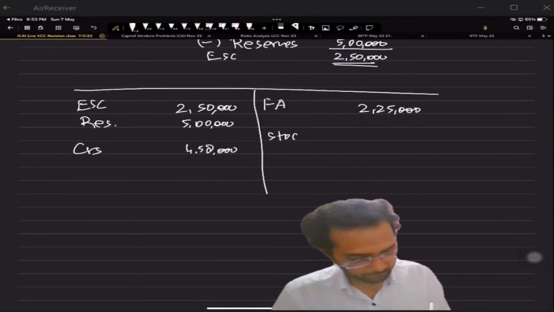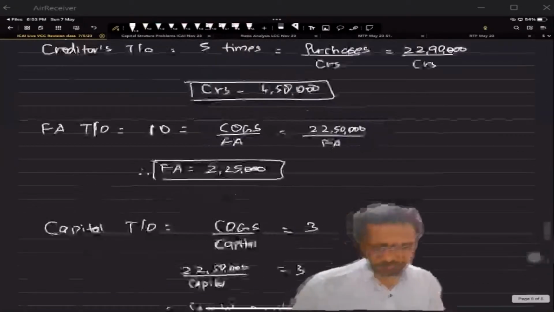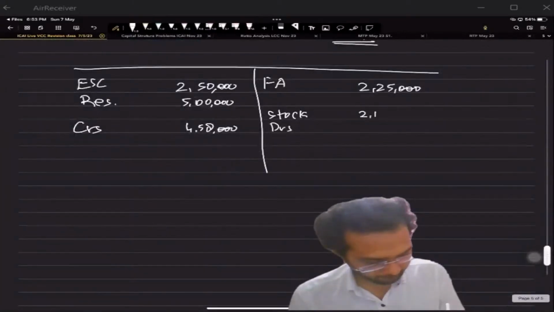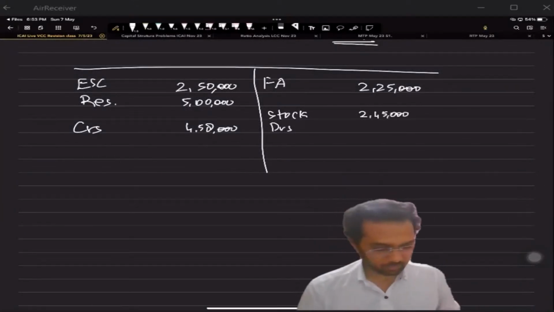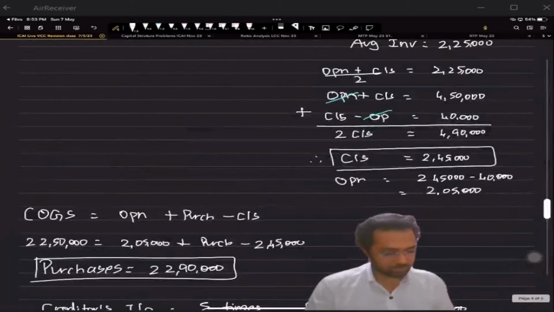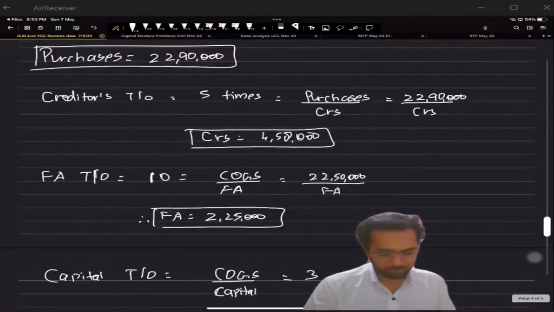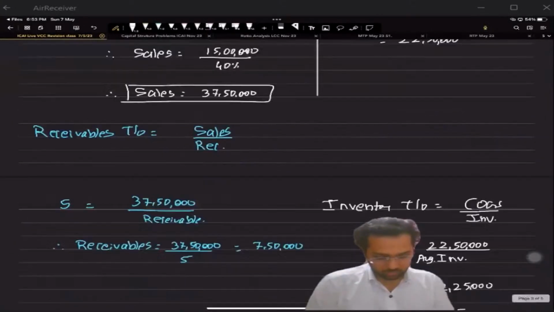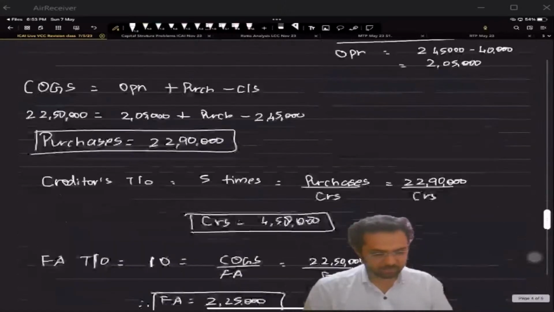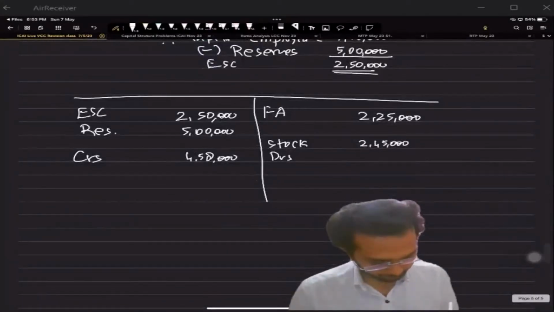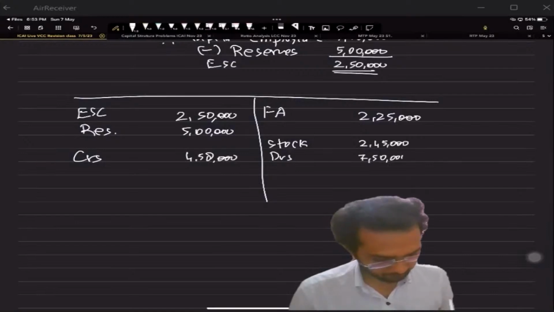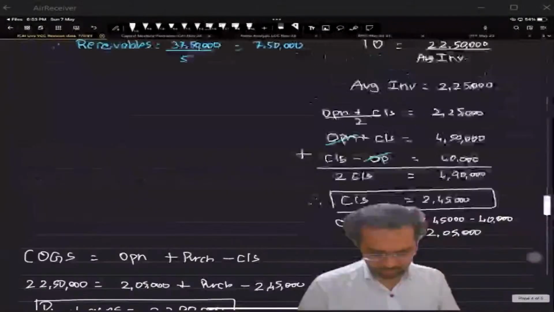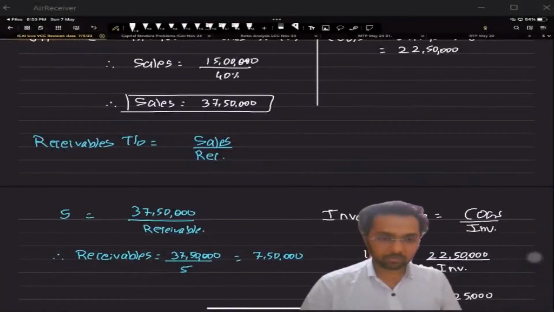Then you have the stock and the debtors. So closing stock is 2 lakh 45,000. And then you have the amount of debtors. What is the amount of debtors? I think we have computed the debtors. Receivables is 7 lakh 50. So is it 7 lakh 50 receivables? Yeah.